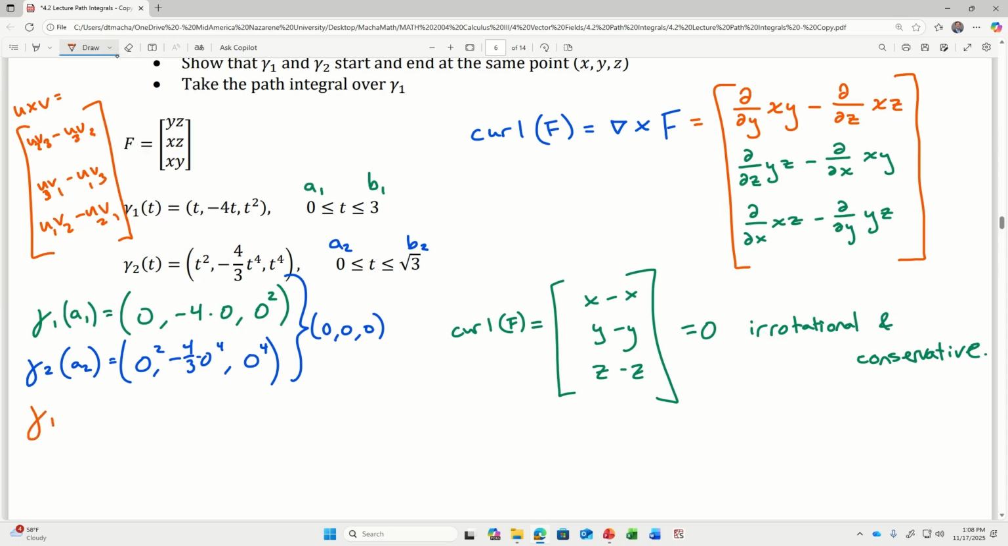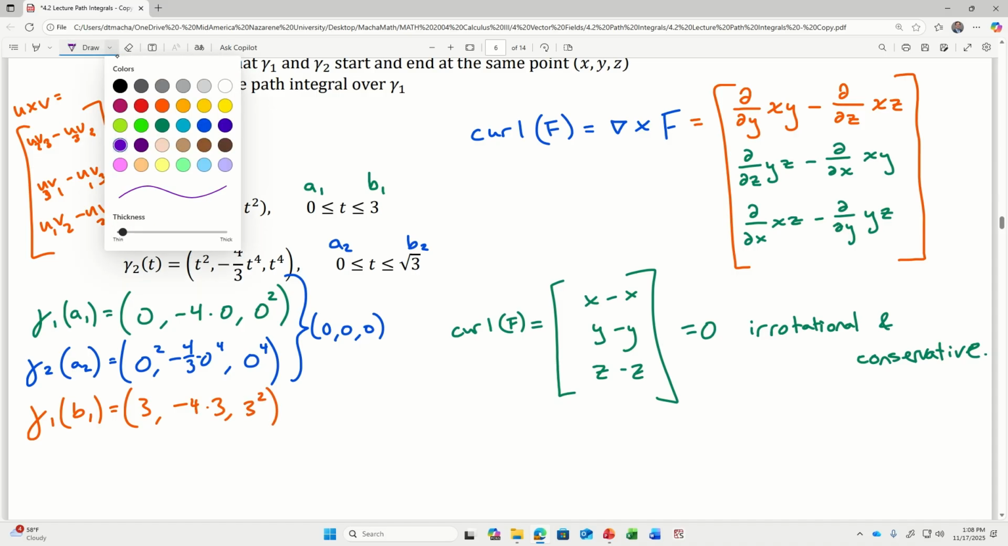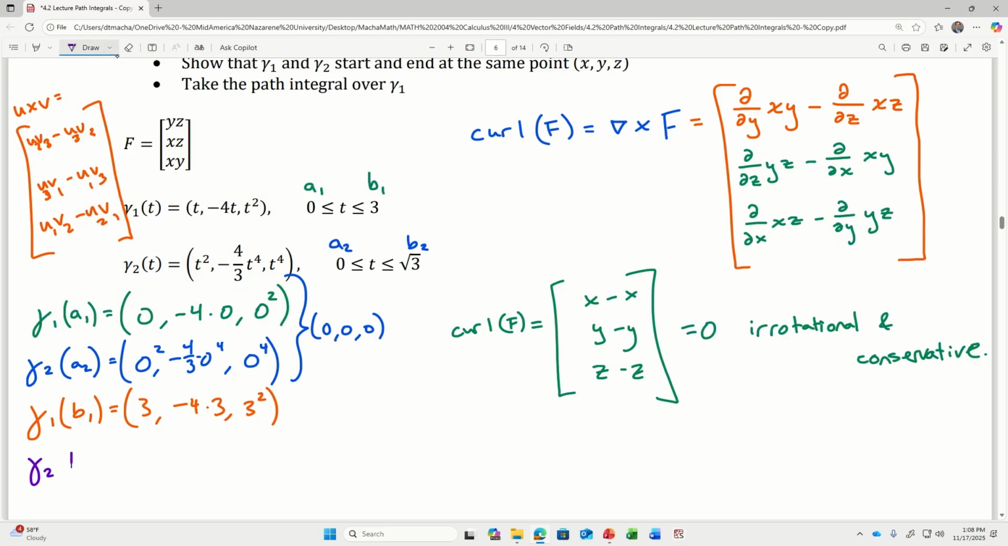Next, if I take gamma 1 at B1, the end point, I'm plugging in the 3, so this is going to be 3, negative 4 times 3, and 3 squared. If I take gamma 2 at B2, this is going to be the square root of 3 squared, negative 4/3 times the square root of 3 to the 4th power, and the square root of 3 to the 4th power. And both of these are equal to what point?